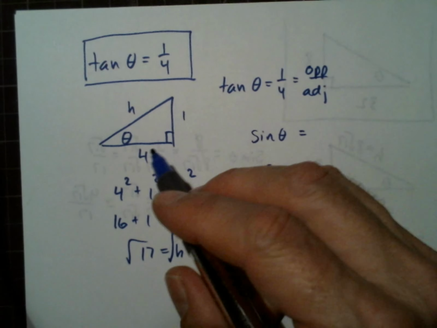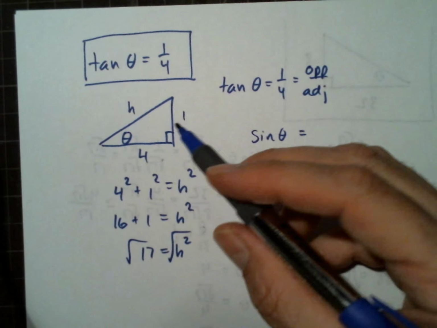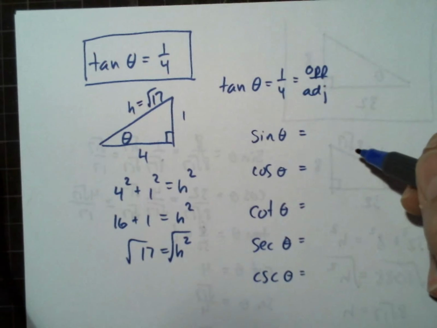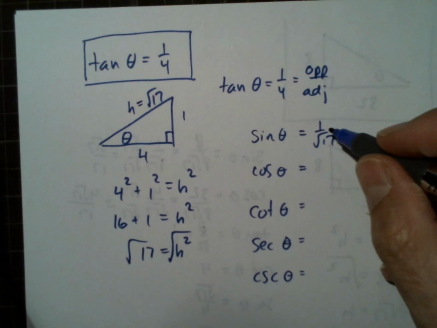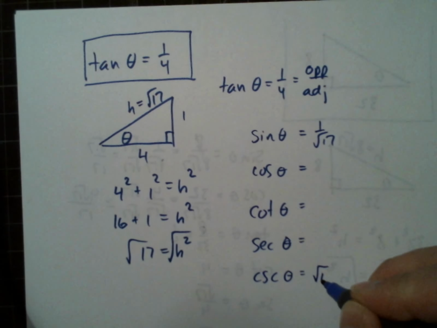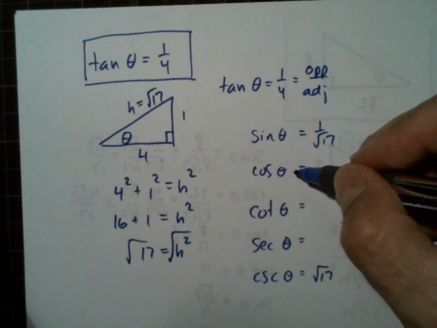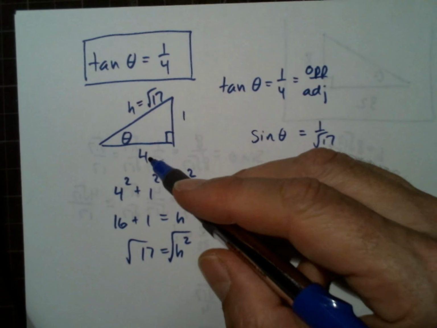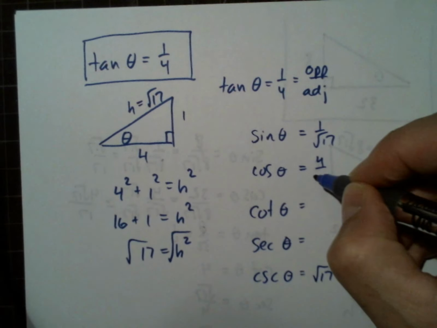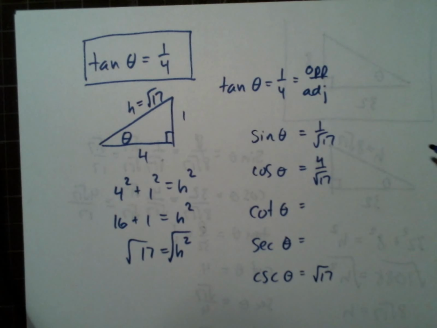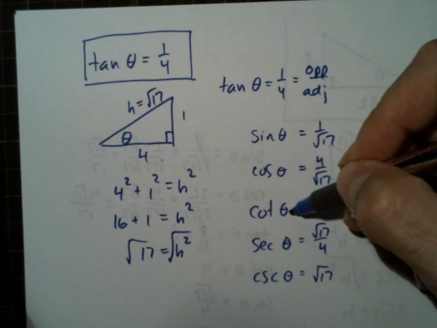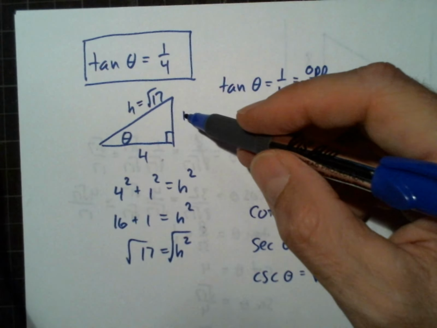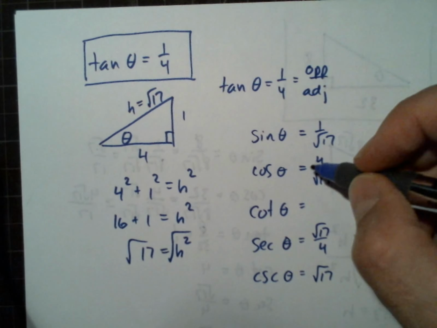Sine is opposite over hypotenuse. The hypotenuse is radical 17, so we'll do opposite over hypotenuse. And once we know that, then we can do the reciprocal. Cosine is adjacent over hypotenuse, 4 over radical 17, and then this will be radical 17 over 4. Cotangent is adjacent over opposite. Adjacent over opposite, and we also see that it's the reciprocal of this.